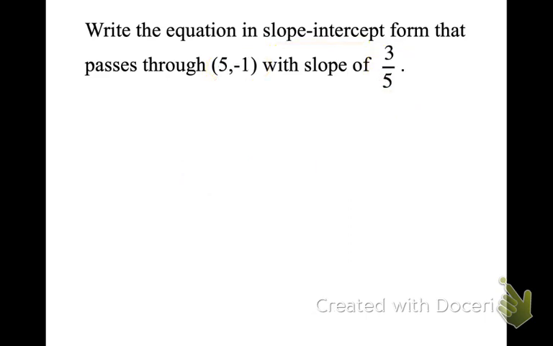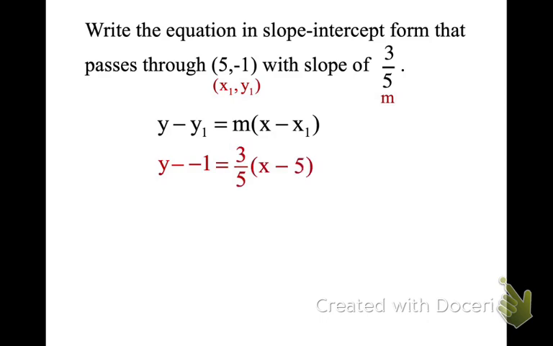Let's try another one. This time, you guys use point slope to get to slope-intercept form. Pause the recording. Now check your work. Start with my equation. I'm going to substitute in the 5 for the x, the -1 for the y, and remember there's also another negative there, and 3/5 for the m. 3/5 is the slope, x minus 5.